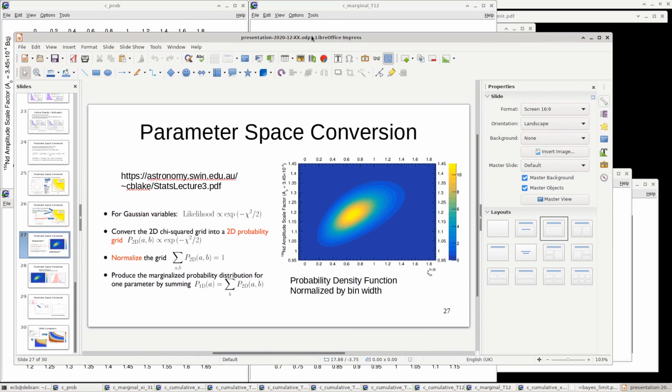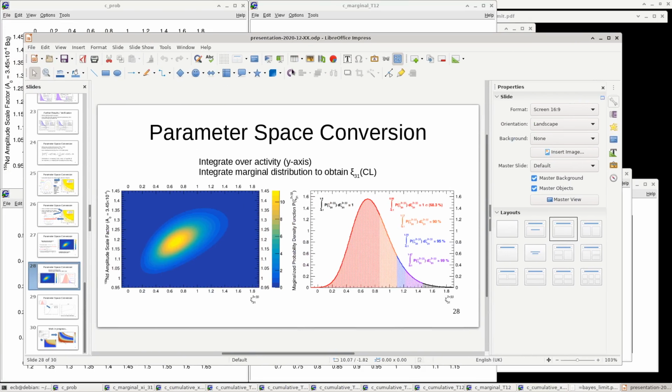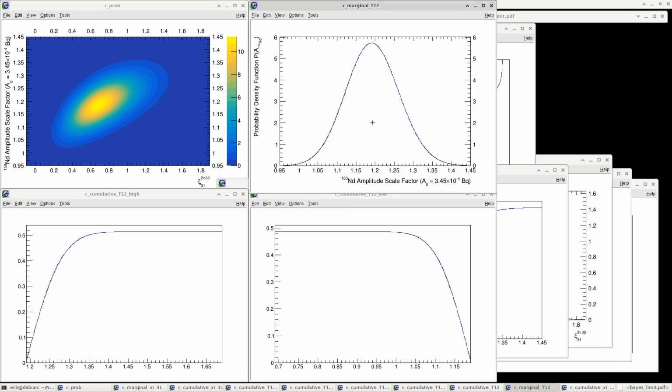So using this to sum all the probabilities along one dimension and then convert that into a single dimension probability space. Now this looks quite Gaussian, but it's not, and this is what the question really relates to. So the most probable value is the peak, which is about 1.19. Previously I've actually shown this figure, which is a one-sided limit, which is not really the correct thing to be doing here.